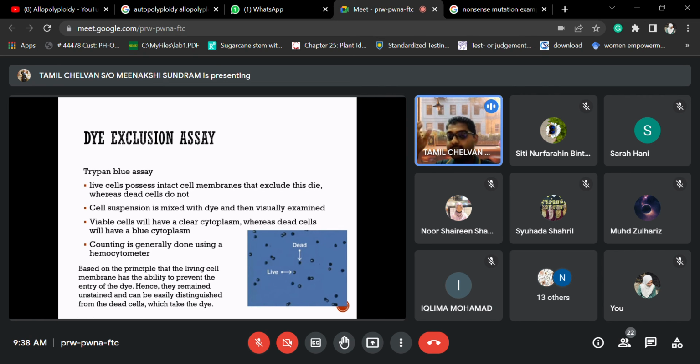So it is like, you think about a microscope, there's a slide yang ada macam kotak-kotak petak, so you can count one by one. Okay. Based on the principle that the living cell membrane has the ability to prevent the entry of the dye. Okay, living cells, dia tak bagi dye to masuk. It's intact lah, hence they remain unstained and can be easily distinguished from the dead cells which take the dye.